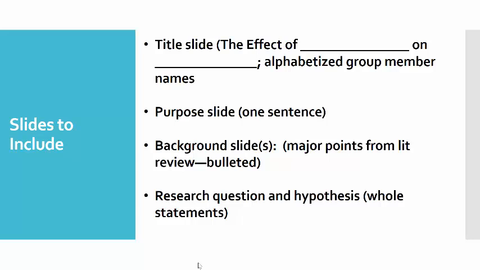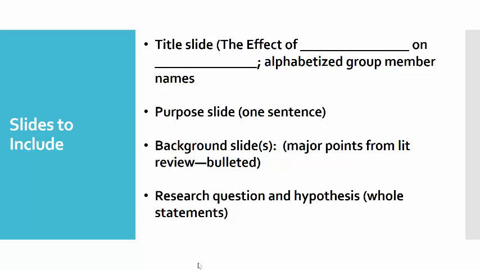The very first one, of course, you need a title slide, the effect of blank on blank. Underneath that, you need to put your group member names alphabetized by last name. You want the title slide to really pop and catch the audience's attention. So be certain to include an image, a graphic of some kind that relates to your topic, that's aesthetic, which means that it looks pretty, it looks good, so your audience takes immediate notice and that they're drawn into your presentation.